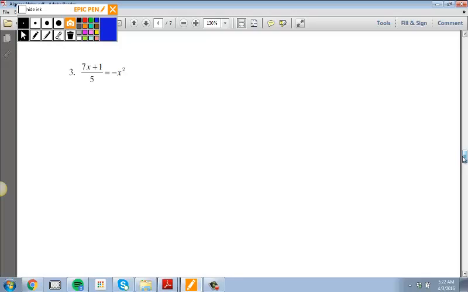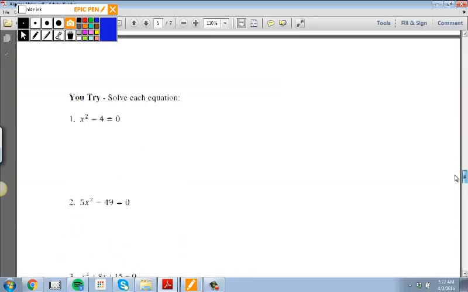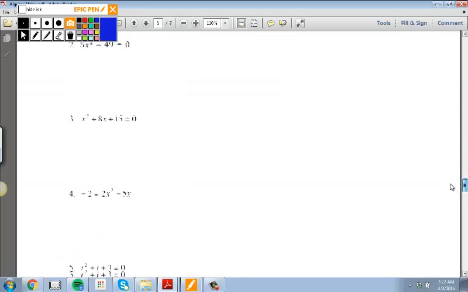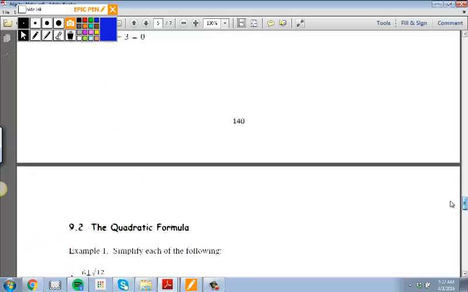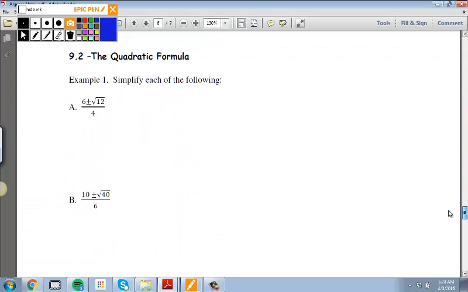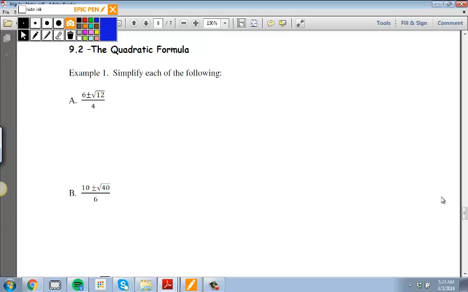Let's see, I think that is the end of the section, because there are some that you can try on your own if you would like. But in the next section, we're just going to move on to something a little bit different, the quadratic formula.